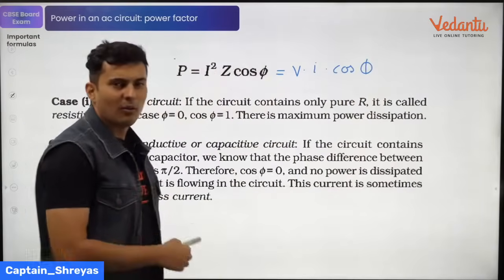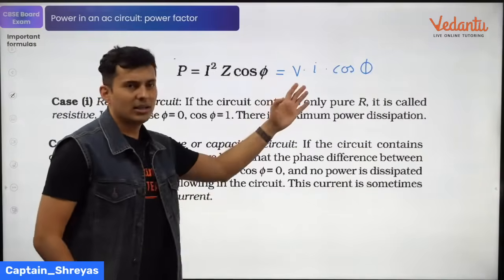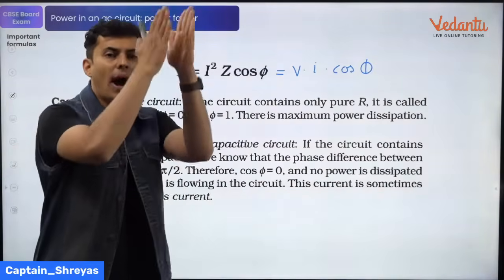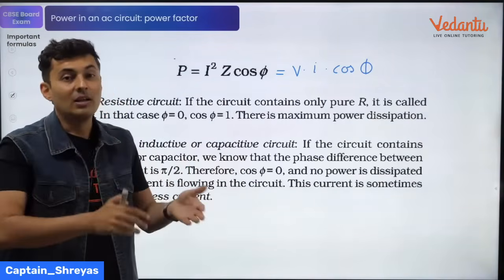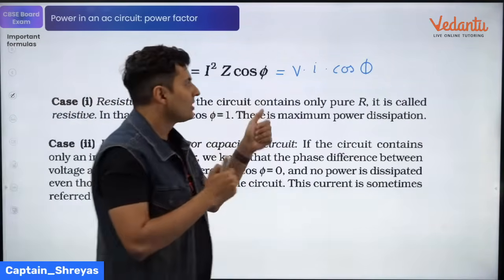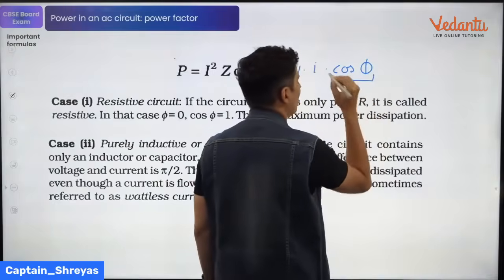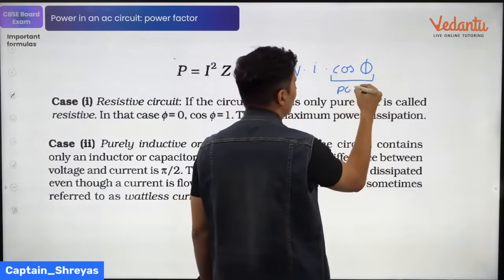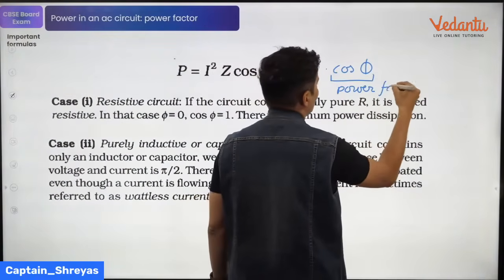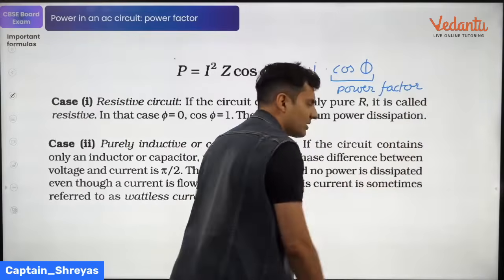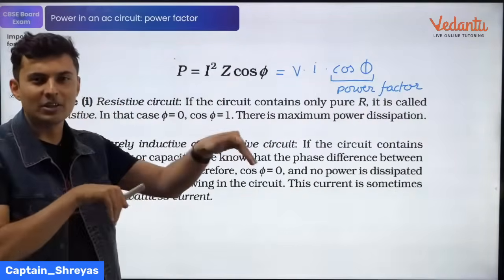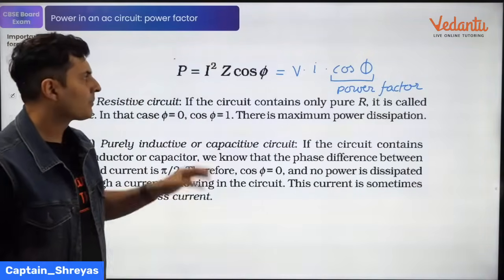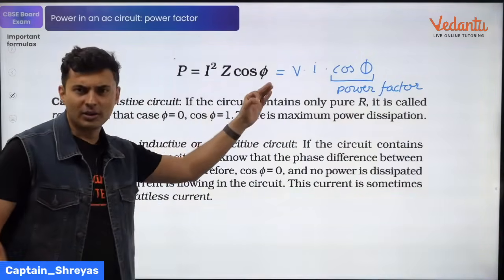If you're wondering why I am writing it like this, because see, voltage and current don't go up and down together. There is always some phase difference. So that needs to be accounted for. That is accounted for by this term called cos phi, which is nothing but the power factor. So the power factor accounts for the phase difference between the voltage and the current, because they are not going up and down together.